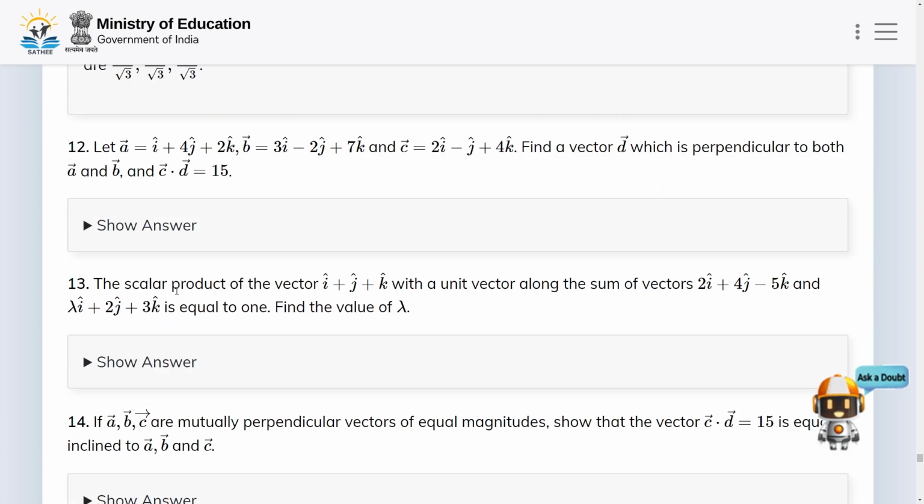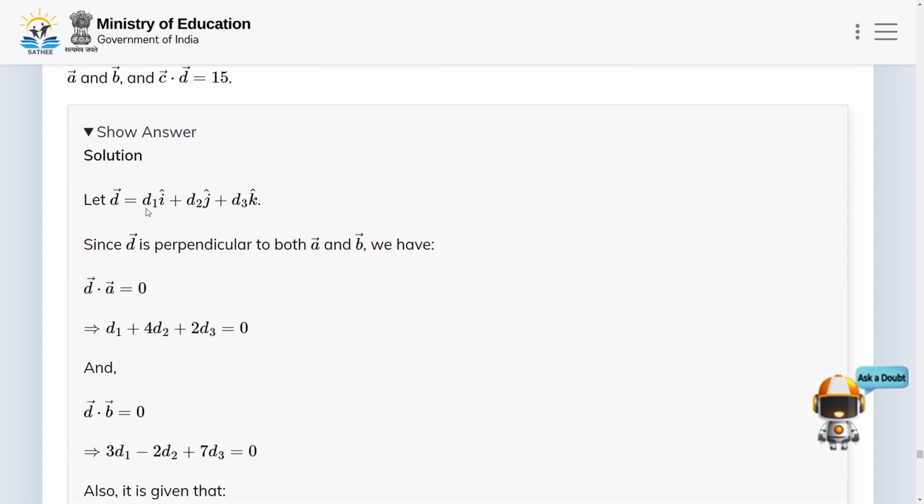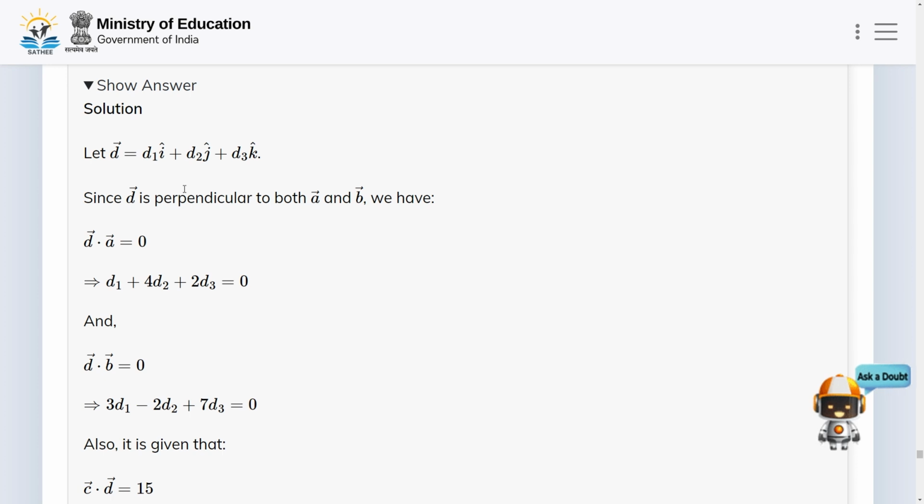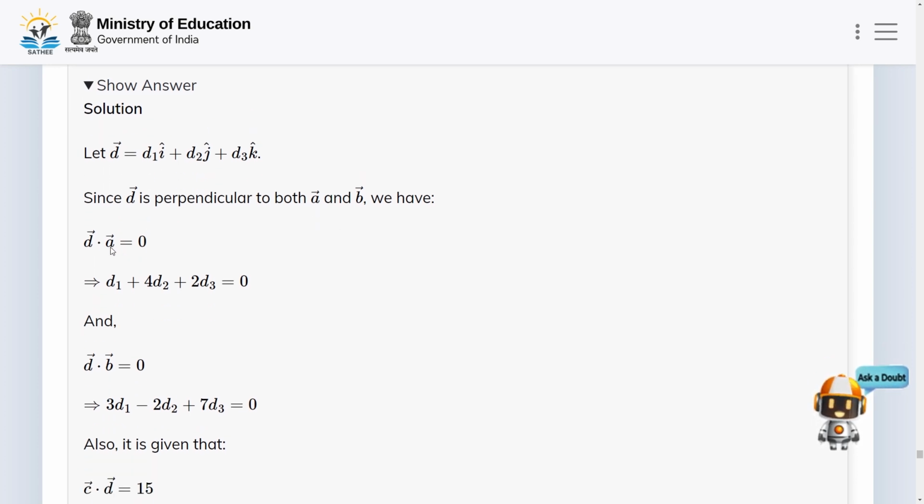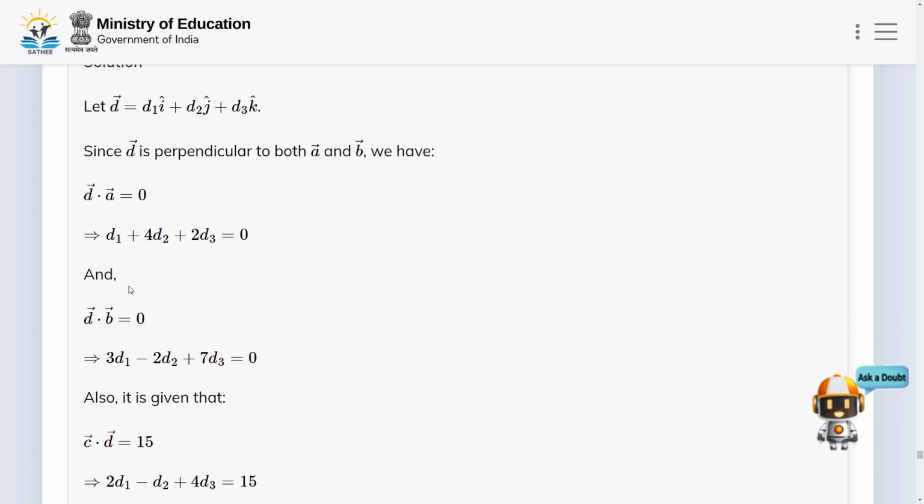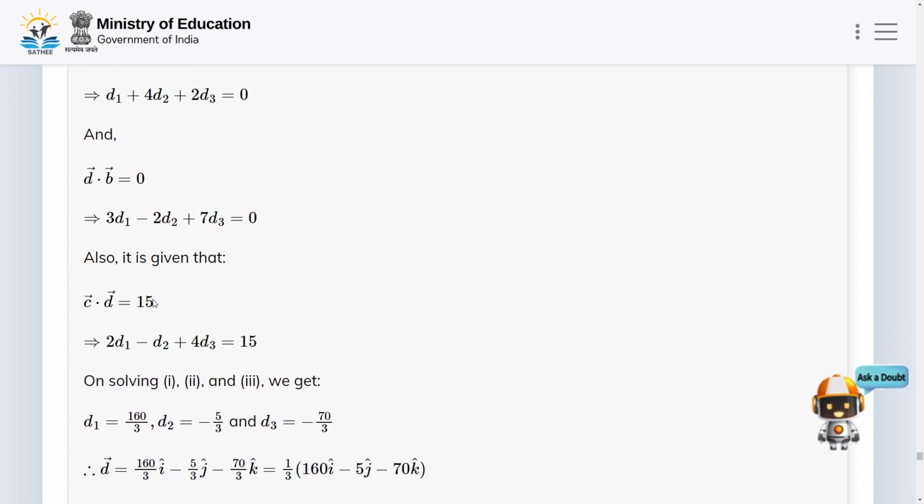Okay. Now 12. Vector a is this, vector b is this, vector c is this. You have to find a vector d which is perpendicular to both a and b, and c dot d will be 50. Okay. So vector d is this. If d is perpendicular to a and b, this means the dot products d·a will be 0 and d·b will be 0. This means d1 plus 4d2 plus 2d3 equals 0, and 3d1 minus 2d2 plus 7d3 equals 0. This is already given to you.